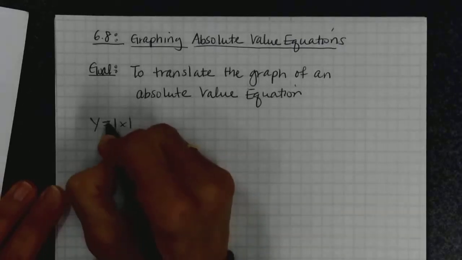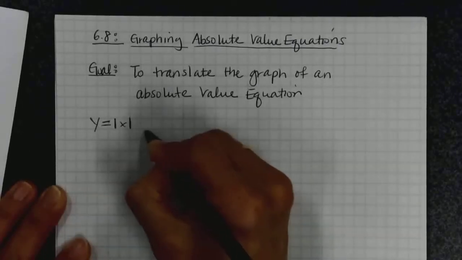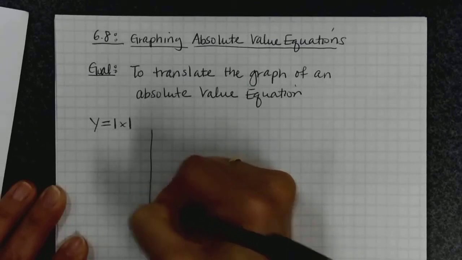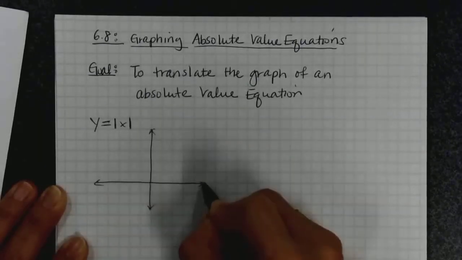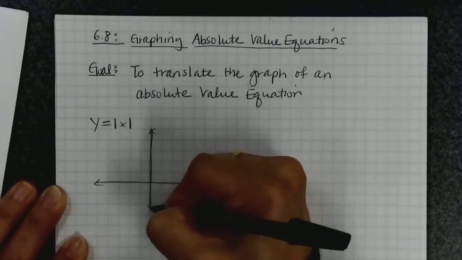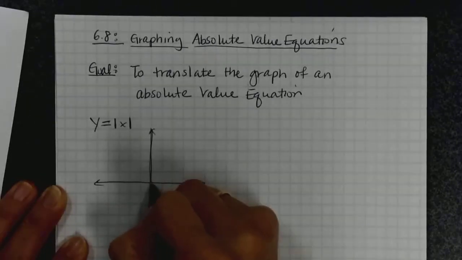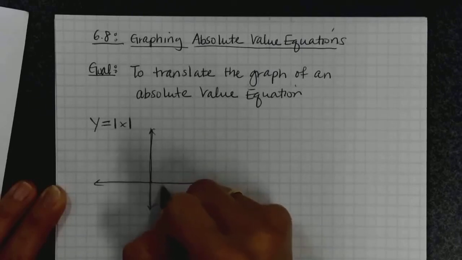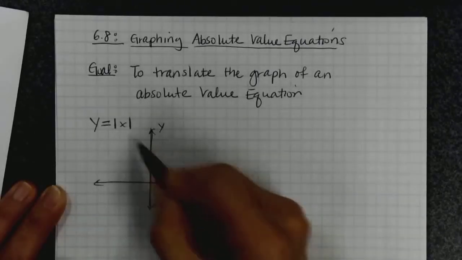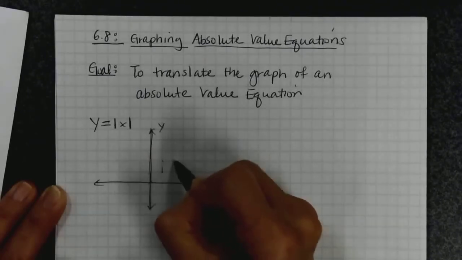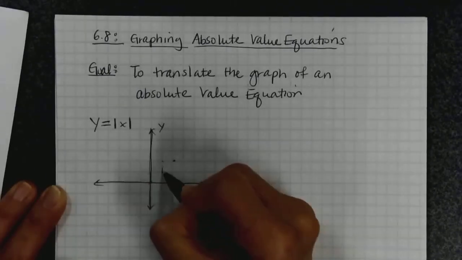So when it's just y equals absolute value of x, your graph looks like this, where the vertex is where the V shape meets the point. So the vertex is at the origin. So this is your y-axis, x-axis. The absolute value of x has a slope of 1. So when I plug in 1, y is 1.